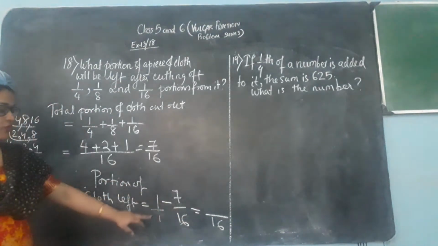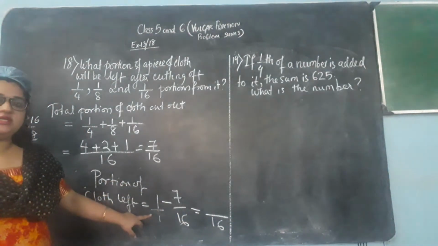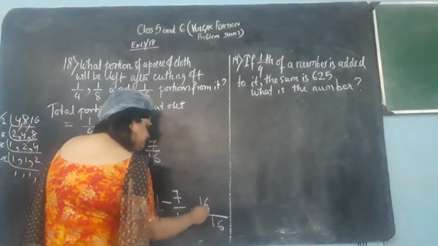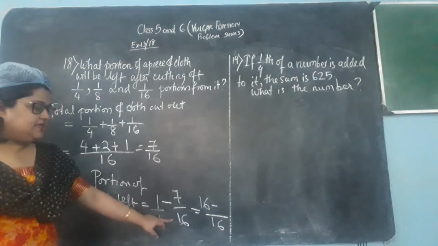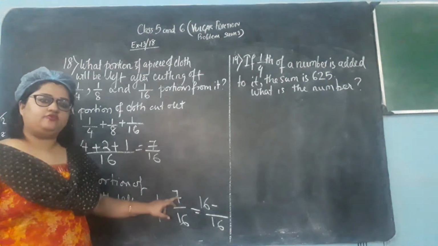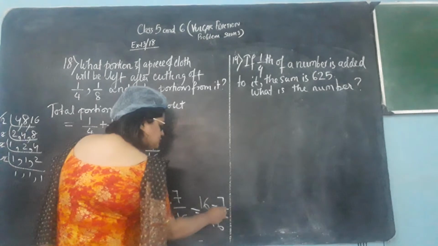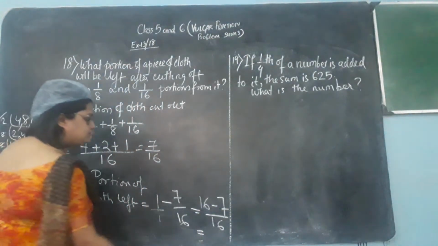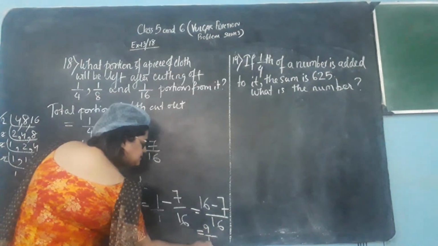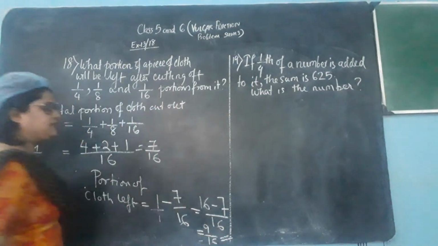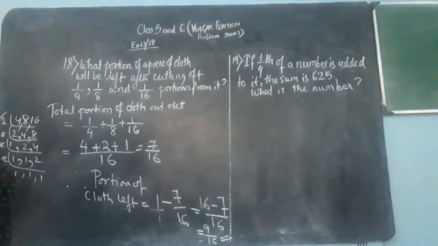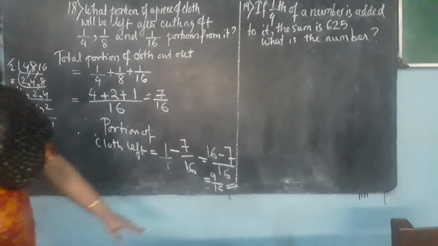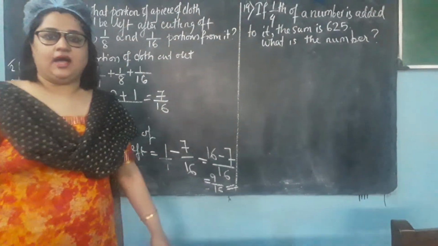Now compare, 1 into how much gives you 16? 16. That 16 if you multiply with 1, minus 16 into 1 gives you 16, that 1 if you multiply with 7. So 16 minus 7 equal to 9/16. So this is the final answer, that is 9/16 is the portion of the cloth that is left out. This is the final answer.